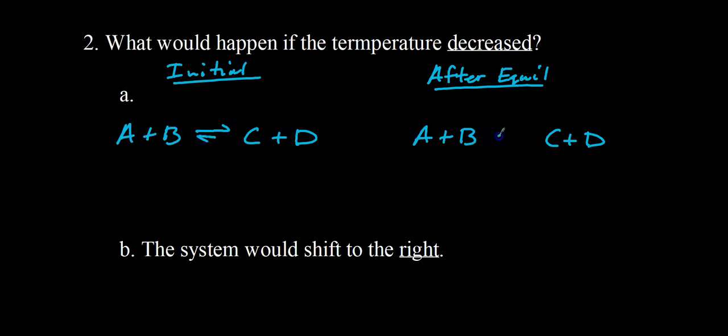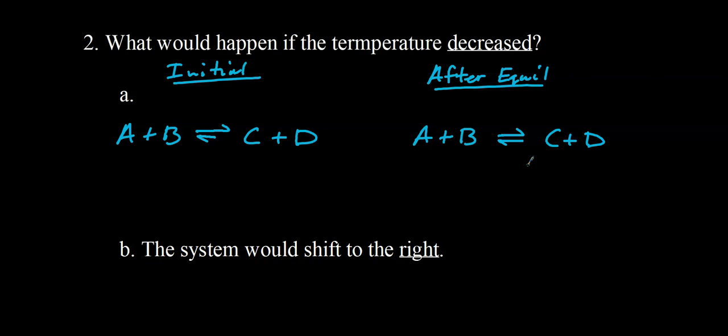Eventually, equilibrium will be reestablished, different than what we had originally. So we see that the forward reaction is faster than the reverse. When the forward reaction is faster than the reverse, we call this a shift to the right.